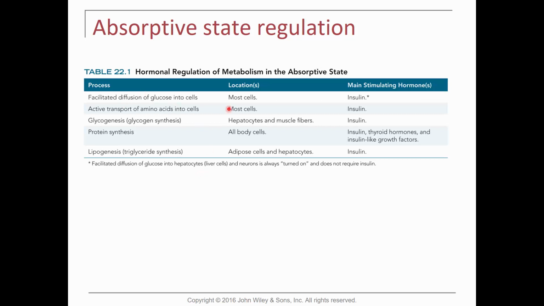Getting amino acids into the cells, insulin helps us do that. The liver and muscle making glycogen, insulin helps us do that. And protein synthesis, now this is really complicated. Insulin, thyroid hormones, and insulin-like growth factors. So remember, insulin is permissive for growth hormone, and growth hormone causes the production of insulin-like growth factors. And making fat in adipose cells and hepatocytes, insulin helps us with that.